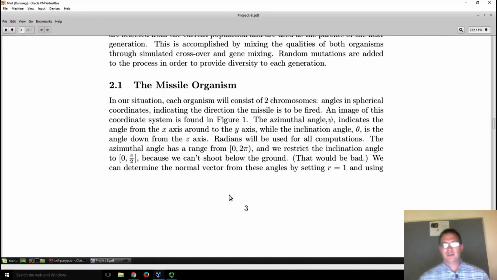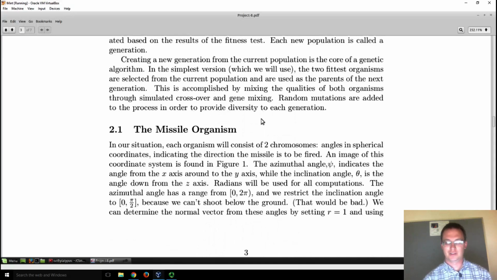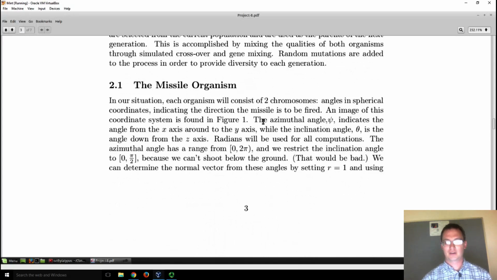In our situation, each organism is going to have 2 chromosomes, and each chromosome is going to be an angle in spherical coordinates. The 2 angles give us a direction to fire our little missile. So we have an image of this coordinate system. Ta-da! Spherical coordinate systems. We all should be fairly familiar with this. Make sure you're using radians. The azimuthal angle, that's a funny word, but that's the word, has a range of 0 to 2 pi, so all the way around, whereas the inclination angle goes from 0 to pi over 2, because we can't shoot below the ground.